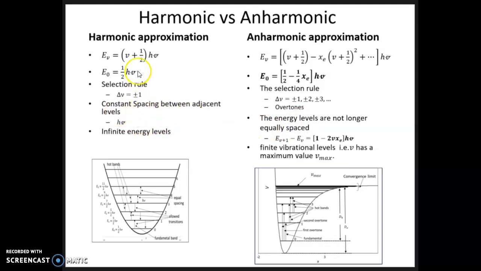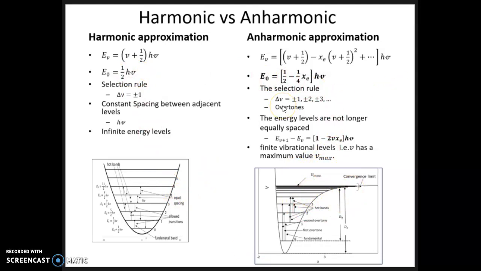There's a constant spacing in the harmonic approximation between subsequent energy levels. In the anharmonic case, the spacings are not constant. They keep reducing until a maximum energy level is reached, and at that point the convergence is so great that we call it the convergence limit. In the harmonic case, the energy can go as high as infinity, but in the anharmonic case, the energy values cannot go to infinity. So, the energy levels have a maximum.